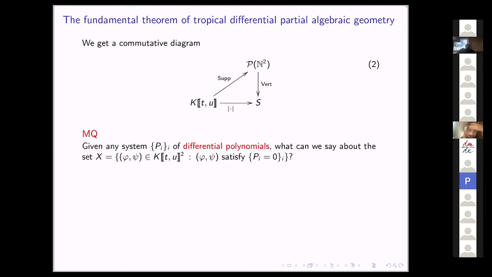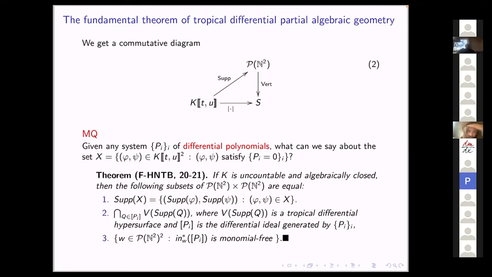So just to keep track of my problem, my main focus is to say something meaningful about all the possible solutions, which are pairs of power series that satisfy any system of differential polynomials. You may remember this from the first slide. So the first thing that I want to discuss here is that last year and this year we managed to show that this valuative technology gives some meaningful, combinatorial answers.